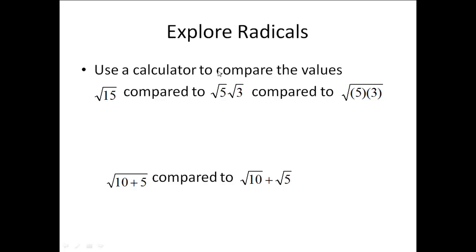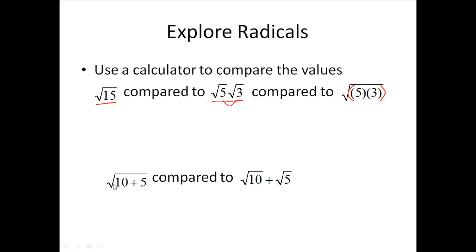Okay, what I want you to do is take your calculators and type in the square root of 15 and see what decimal it equals. Then type in the square root of 5 times the square root of 3. Notice that 5 and 3 are both factors of 15. Then type in the square root of 5 times 3. Make sure the 5 times 3 is all underneath your radical. I want you to make a mental note about the decimals for each one of these things.